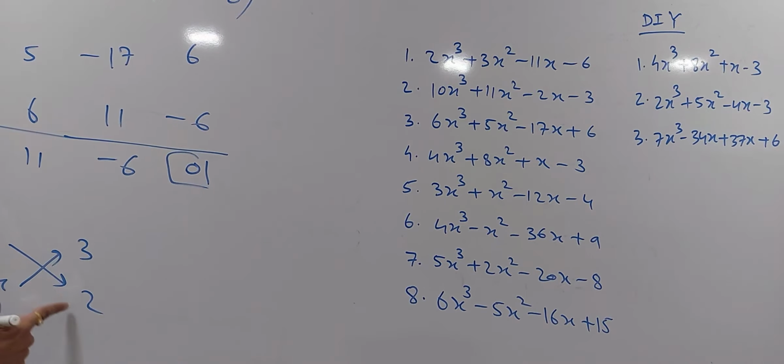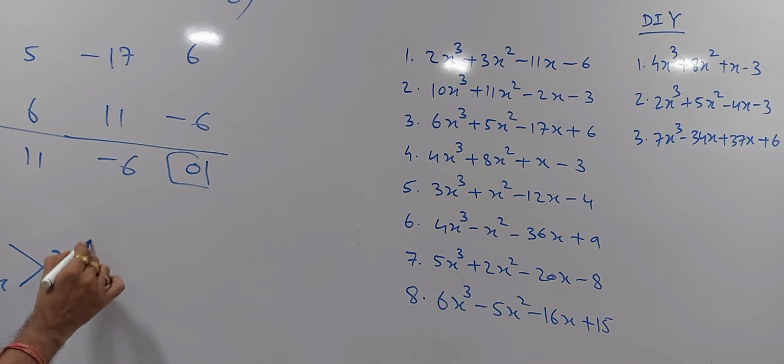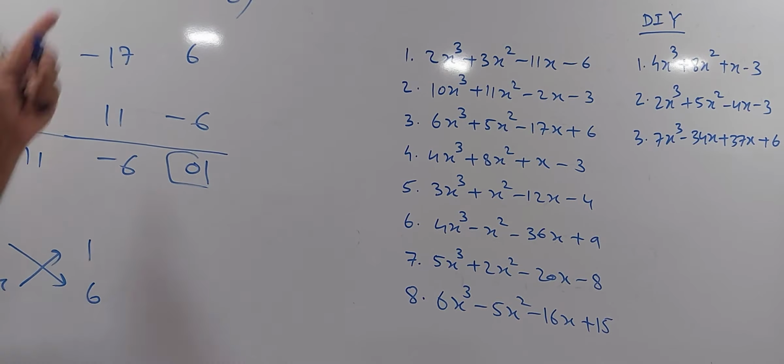9 and this is 4. 9 and 4 will not give me 11. So I need to try something else. So in spite of this, let me try say 1 and 6. Fine. So it is 12 and it is 3. So again I am not getting this.